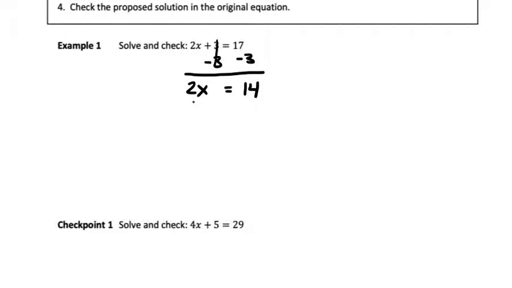Then I get rid of the 2 by dividing. So this is 2 times x. I do the opposite to get rid of it, so I divide both sides by 2, and that gives me an answer of x equals 7.